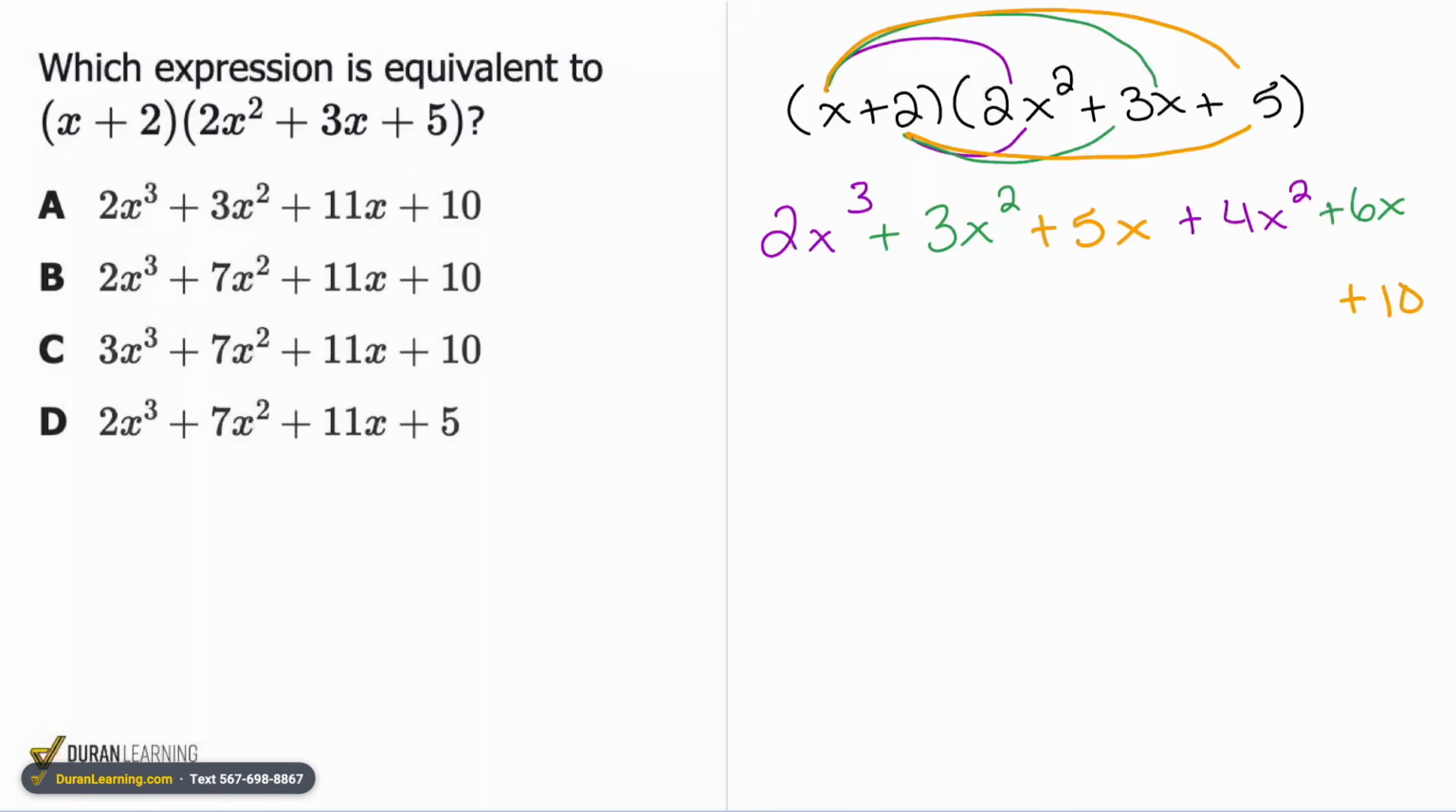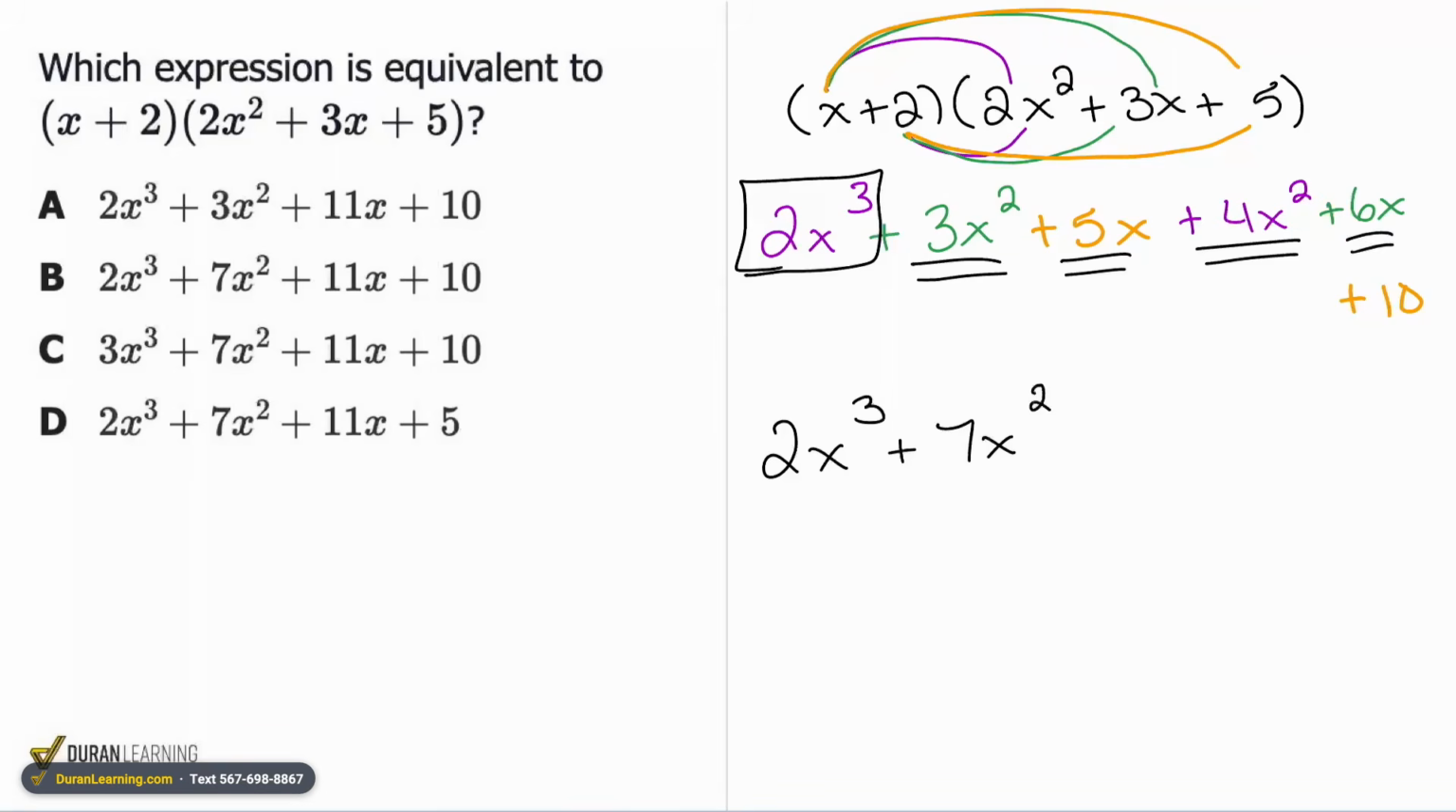All right, now let's go ahead and kick it here. We have the 2x cubed, no like terms, so we just write 2x cubed. Then up next, we have 3x squared and 4x squared. Help me out, everybody. 3 of these x squareds and 4 of these x squareds, combine them, and we get what? Yeah, we get 7 of them. So that's going to be 3 plus 4, 7x squared. Then up next, we have the 5x and the 6x. Those are like terms. 5 plus 6, that gives me 11. 11x. And then we still have that 10 at the end, plus 10, and look at that.